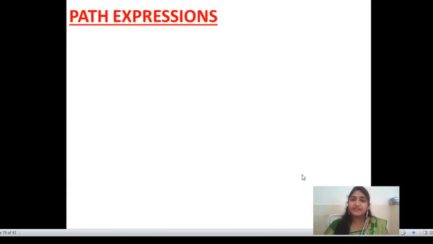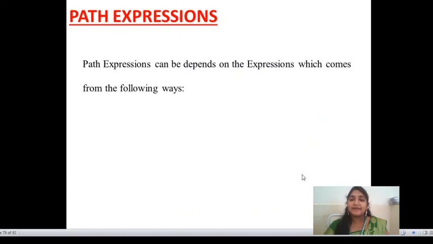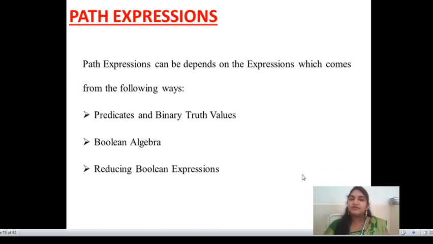Next, coming to the path expressions. What is meant by path expression? We have already discussed it in the previous chapters. A path expression depends on expressions which come from the following: predicates, binary truth values, Boolean algebra. So here also one of the ways to define it is reducing Boolean algebra. What is meant by path expression? I already discussed in the previous chapter. An expression which is defined between the entry node and the exit node is known as a path expression.